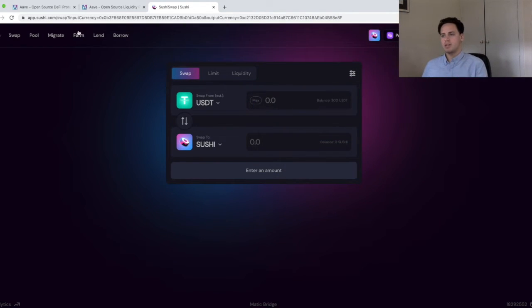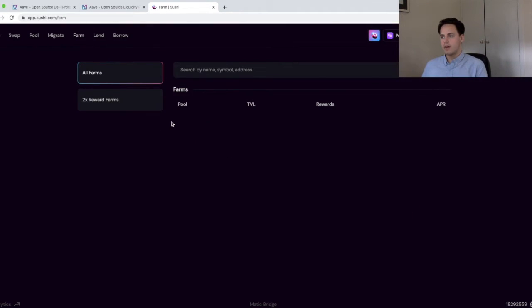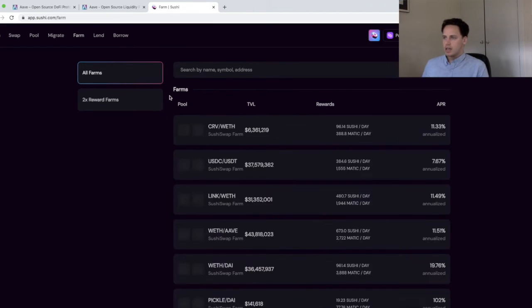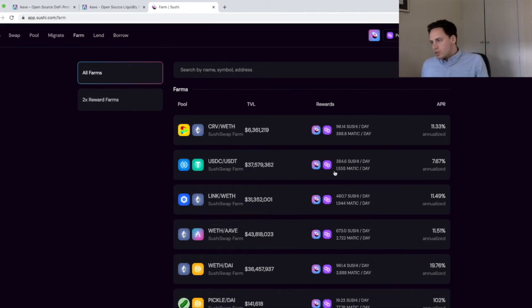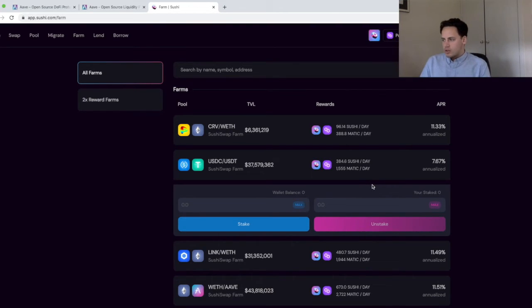So what I mean by incentivized is if you jump over to farm, you can actually see the pools that are incentivized with rewards such as Matic and Sushi. So this brings up the APR that liquidity providers in those liquidity pools can earn. And that means there's going to be a higher total value locked, which means that the pools are going to be more liquid and you can get a better rate on transacting between those assets.